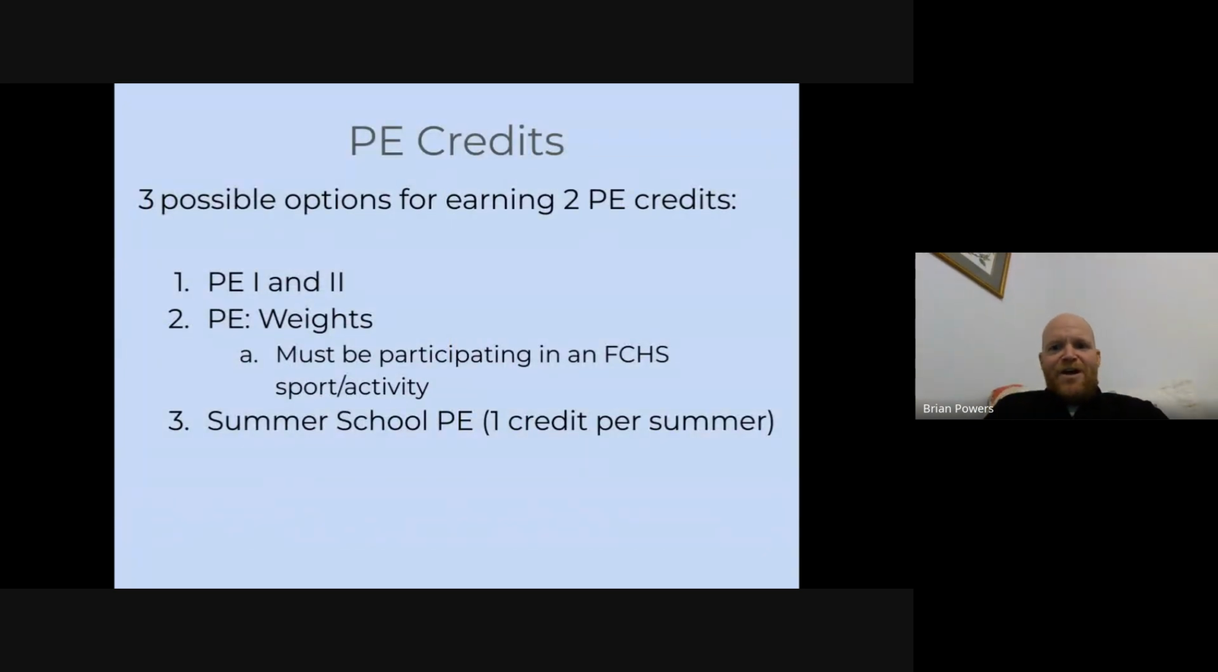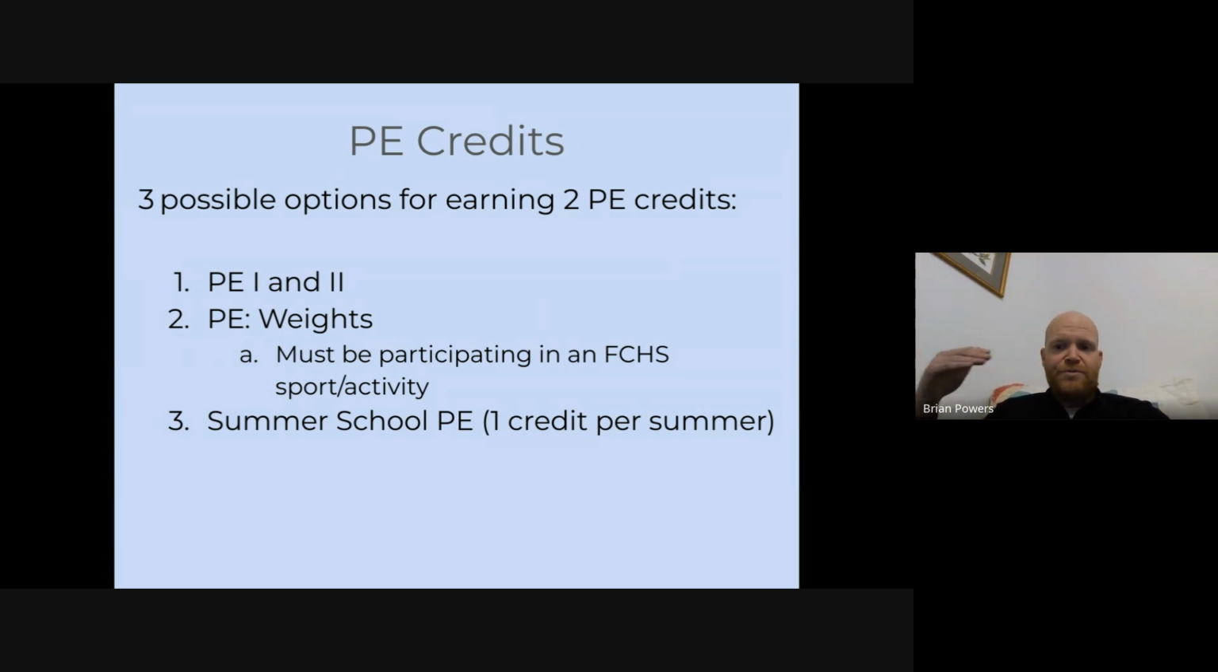And then the PE credits. There are 3 possible options for earning the 2 PE credits they have. There's just the standard PE 1 and PE 2. That's first semester and second semester. There's also PE weights. And in order to be in the weights your freshman year, you have to participate in an FCHS sport in order to get into that class. So that is the freshman requirement for that course.